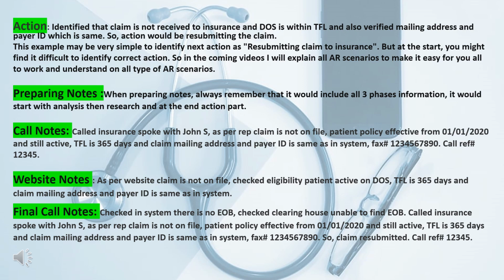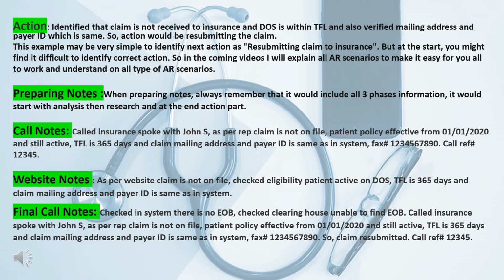After doing analysis and research, now it's time to take the action. Identified that the claim was not received by the insurance and DOS is within TFL, and also verified the mailing address and payer ID, which are the same. So the action would be resubmitting the claim. This example may be very simple to identify. The next action is resubmitting the claim to insurance. But at the start, you might find it difficult to identify the correct action. So in the coming videos, I will explain all AR scenarios to make it easy for you to work on and understand all types of AR scenarios.